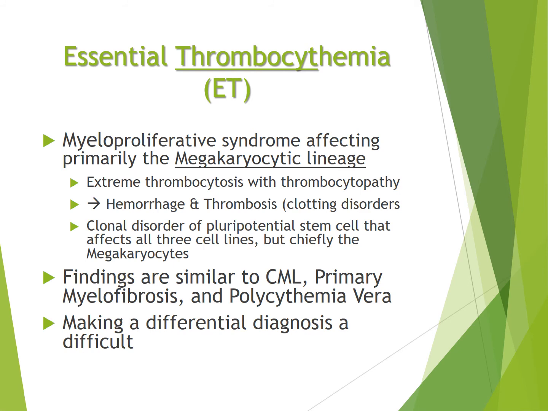Essential thrombocythemia is a clonal MPN with increased megakaryopoiesis and thrombocytosis, usually with a count of greater than 600 and sometimes with a count of greater than 1,000. Because the diagnostic criteria state that there must be a sustained thrombocytosis with a platelet count of 450 times 10 to the 9 per liter or greater, determining ET has been extremely difficult because the findings are similar to CML, primary myelofibrosis, and polycythemia vera.